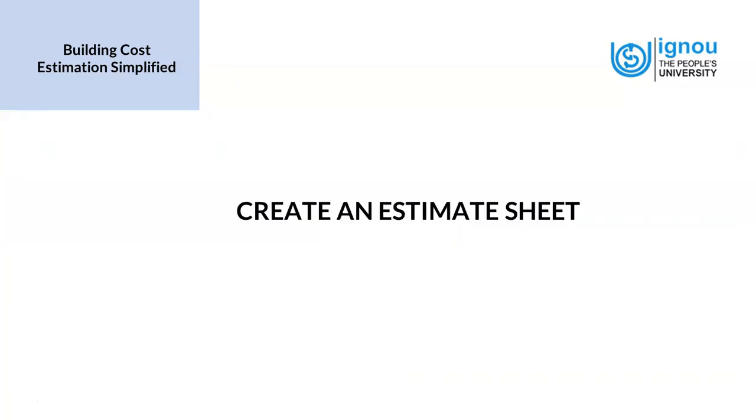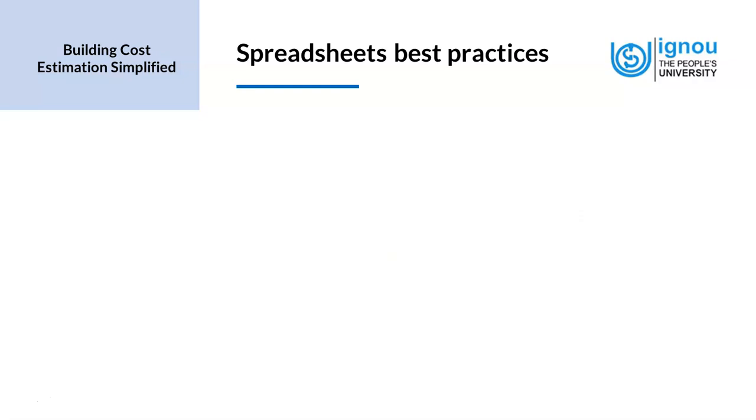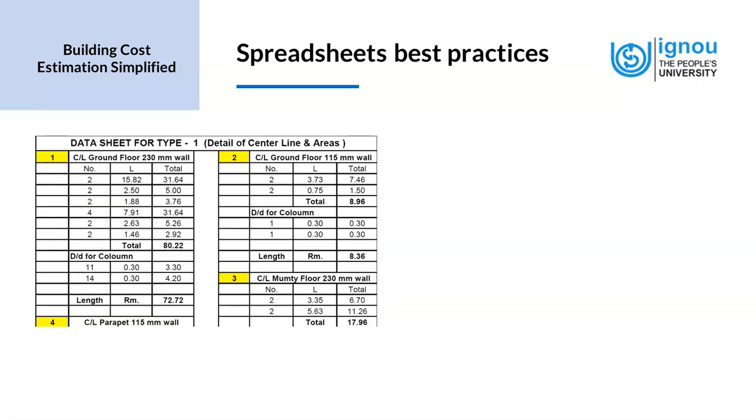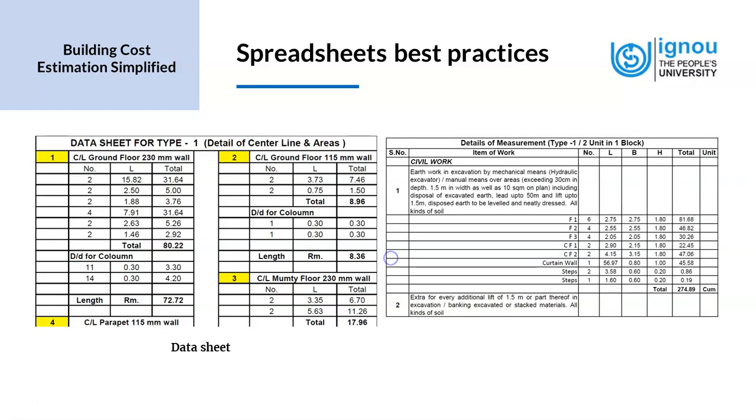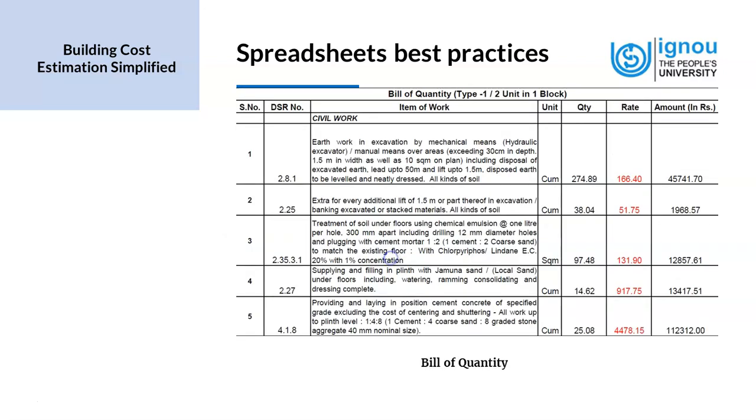Now, creating an estimate sheet. We have an example of a data sheet and how it translates to detail of measurement. In the preliminary stage, we review and understand the design package and use the project scope, drawings and documents to itemize the scope into line items with measured quantities.